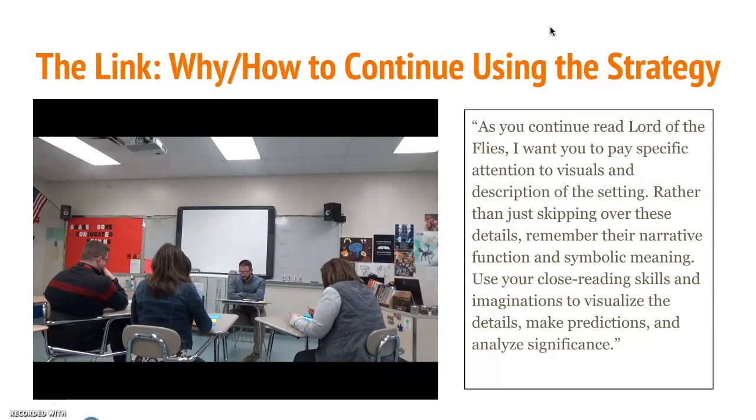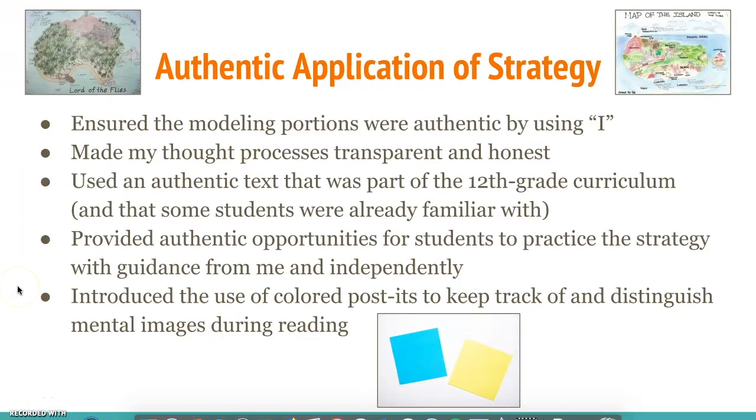Yes. Awesome. What I think was particularly authentic about my application of the strategy was my use of I throughout the modeling portions. That way students knew exactly what I was thinking and that they were not somebody else's ideas. Second was my ability to use an authentic text that was actually already part of the 12th grade curriculum. And as an added bonus, that some students were already familiar with based on them having taken an AP psychology course at the school, which also incorporates this book.